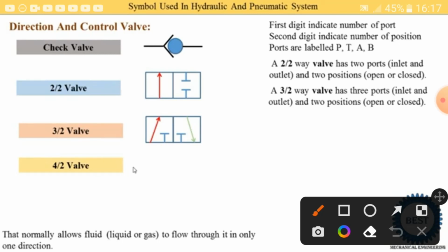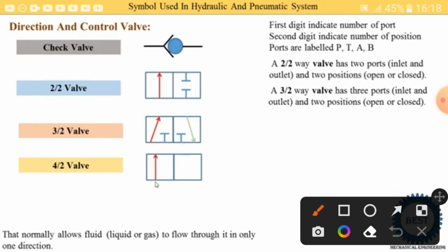Okay, so in a 2 positions valve, there are a total of 8 ports. First we draw one square. Inside that we indicate the 4 ports: one is the pressure port, the second one is the tank port, and then the A and B ports.